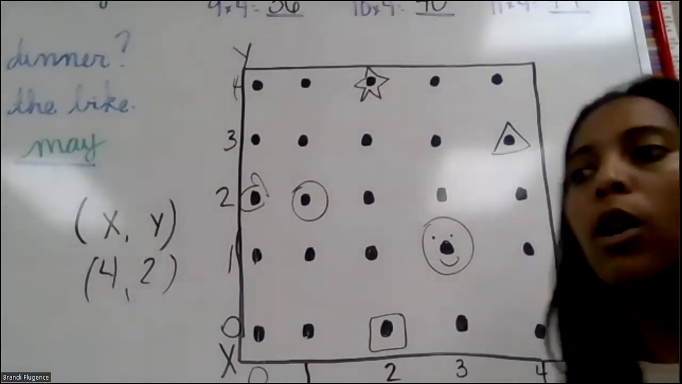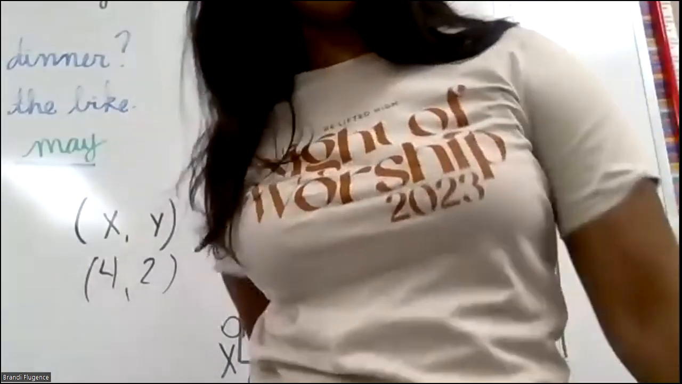So that's how we locate coordinates on a graph, guys. That's how we find different points on a graph.